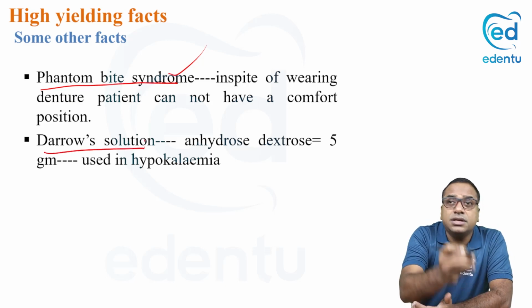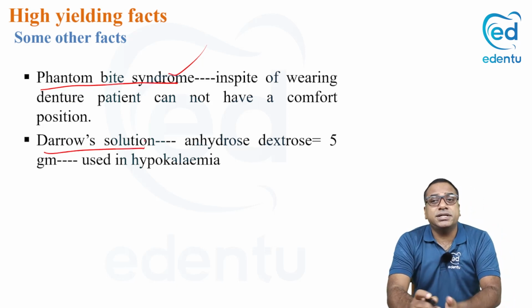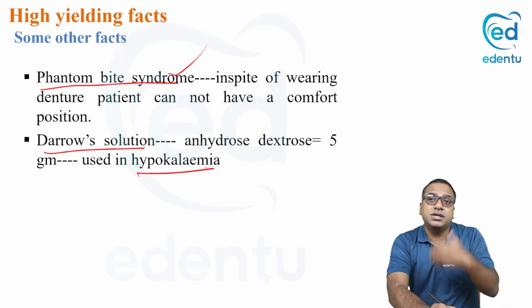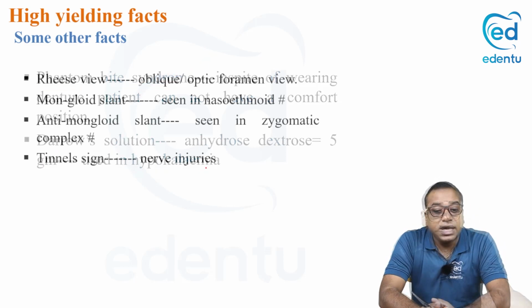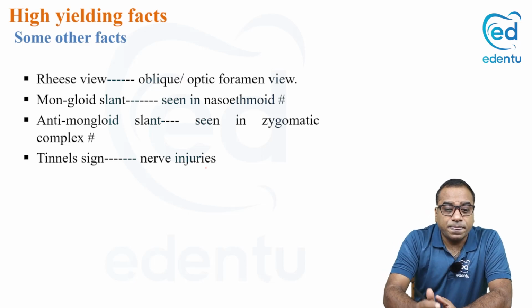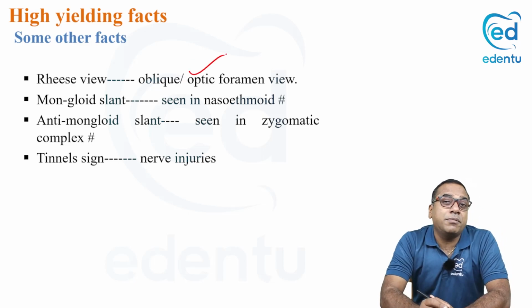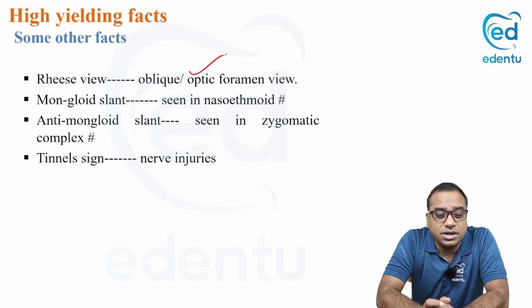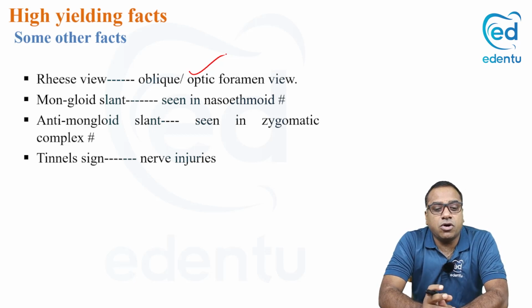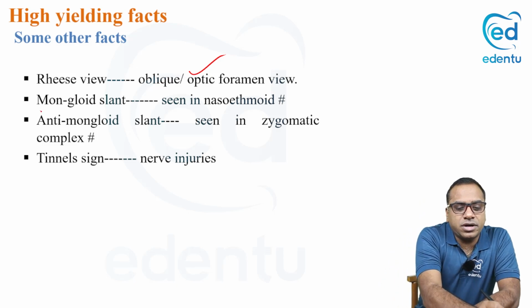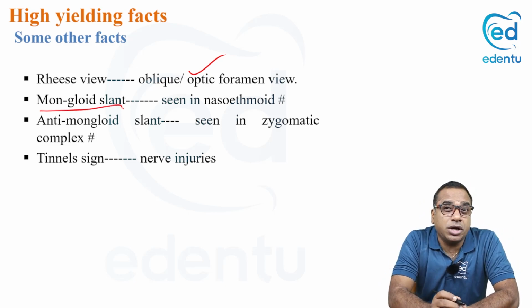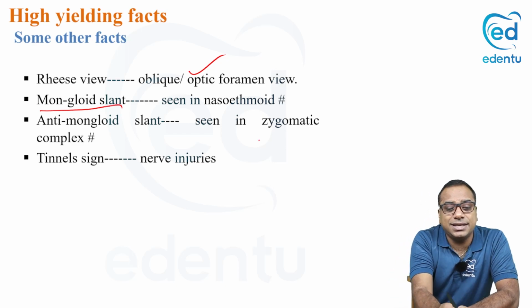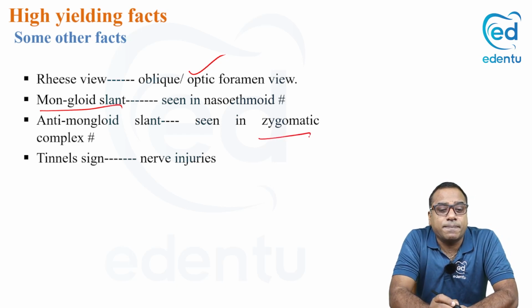Darrow solution is given for those patients whose potassium level is low. So in hypokalemic patients, you give Darrow solution. Reese view is oblique view or optic foramen view. So from the optic foramen inside, what you do is called Reese view or oblique view. Mongoloid slant is seen in nasoethmoidal fracture. Anti-mongoloid slant is seen in zygomatic complex fracture.